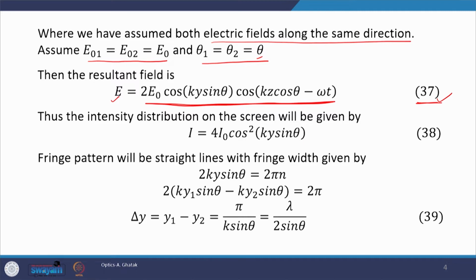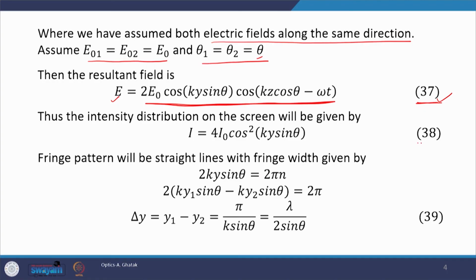How to calculate the irradiance? Take the time average of E square. And this is what is done here, and the irradiance or the intensity on the screen is given by equation number 38. This is the final intensity. Once the intensity distribution is given, we know the fluctuations in intensity. We know the places where intensity is maximum and the places where intensity is minimum, thus forming the fringe pattern. Once the fringe pattern is known, we can calculate the fringe width.